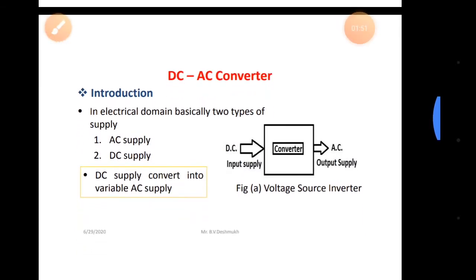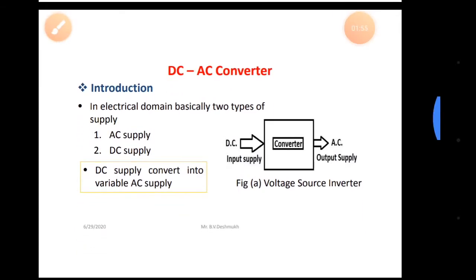Introduction. We know that in the electrical domain, there are basically two types of supply: one is AC supply and the second is DC supply. AC and DC supply are used according to apparatus requirement. Sometimes AC supply is converted into DC and DC supply is converted into AC, depending on the apparatus and consumer requirements, as well as AC to AC conversion and DC to DC conversion.